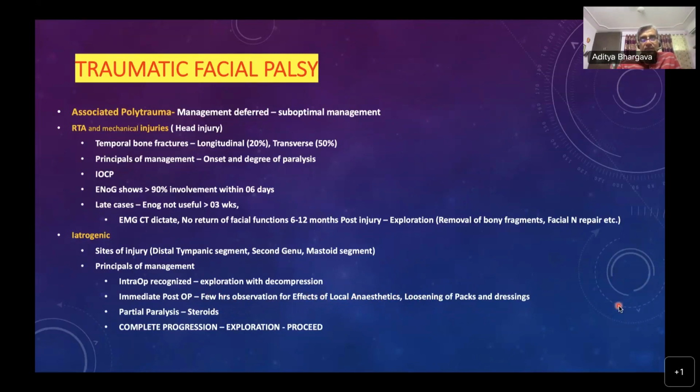Again, if it is not recovering, there is a partial paralysis of the facial nerve, give steroids in full dosage, prednisolone or methylprednisolone in full dosage. If the patient progresses into complete paralysis, then explore the mastoid. Open up the mastoid and proceed. You may find bony spicules, you may find edema, you may have to incise the sheath of the facial nerve to decompress the facial nerve.